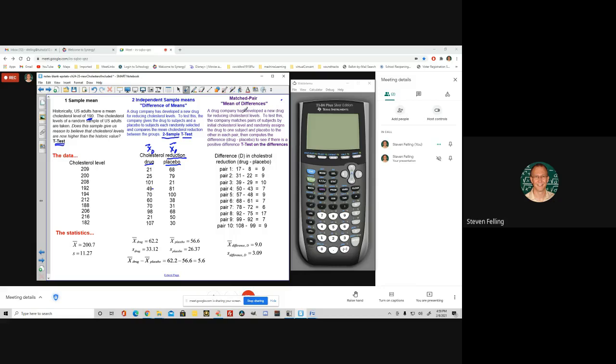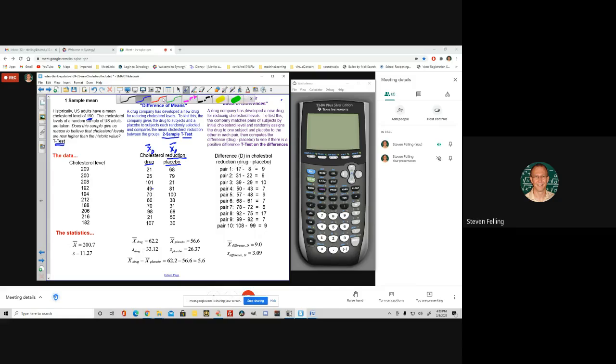To test this, the company matches pairs of subjects by initial cholesterol level and randomly assigns the drug to one subject and placebo to the other in each pair, then computes the difference, the drug performance minus the placebo, to see if there is a positive difference. In this case, we're going to take in each pair the value from the drug and the placebo and subtract them to get the differences.